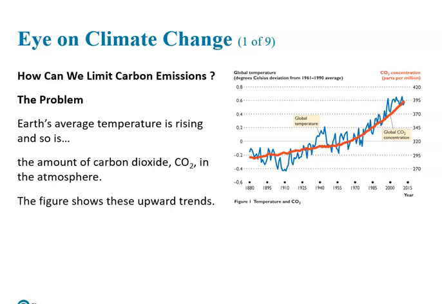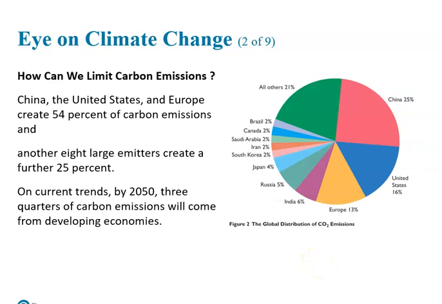So the problem is that the Earth's average temperature is rising, the amount of carbon dioxide in the atmosphere is rising, and these figures are actually shown by this graph over here. So the global temperature is also on the rise, global CO2 emissions are also on the rise. So how can we limit carbon emissions?